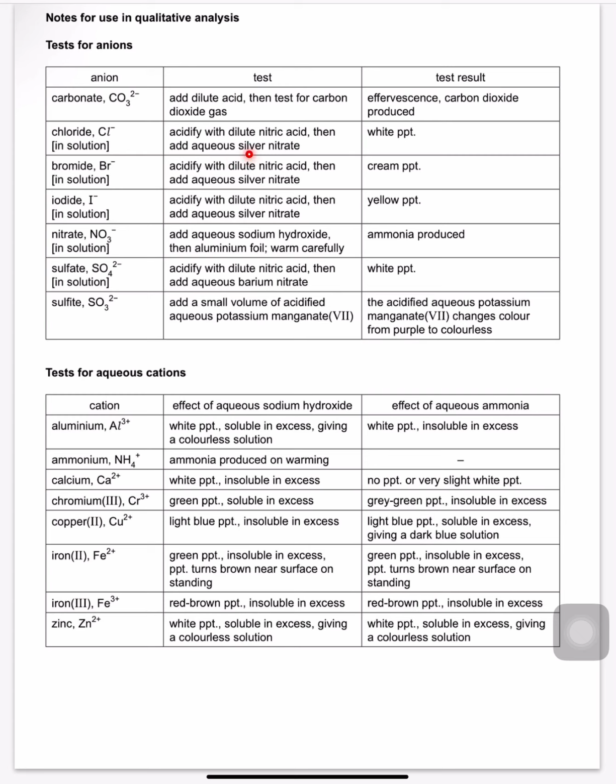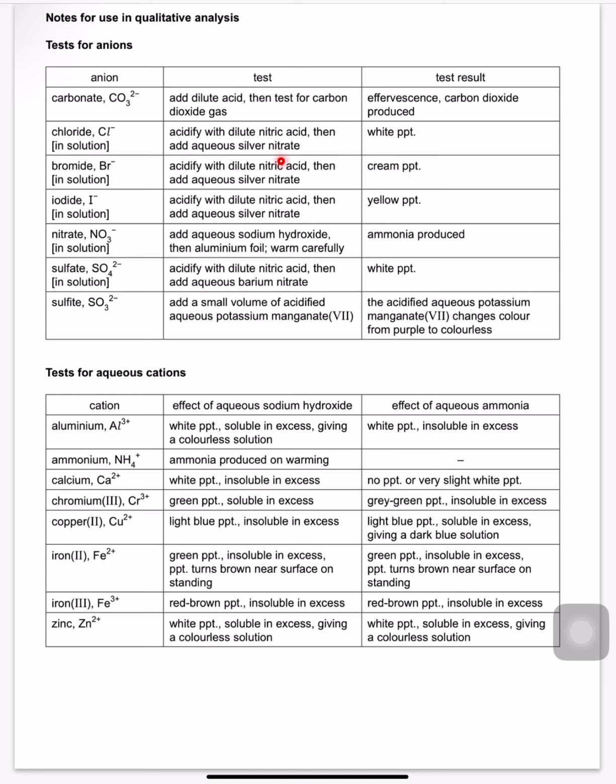When nitric acid has been added, then add silver nitrate. As a result, if a white precipitate forms, it gives us assurance of the presence of chloride ions. If bromide ions are present and we add nitric acid along with silver nitrate, a cream precipitate will be formed. There can be a difference between the colors white and cream.